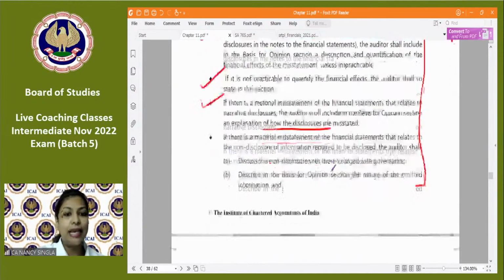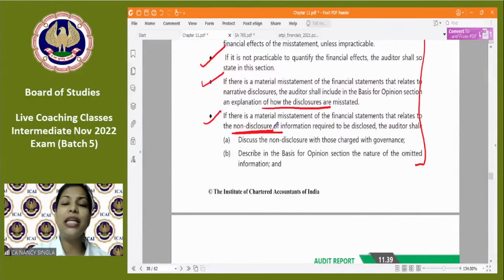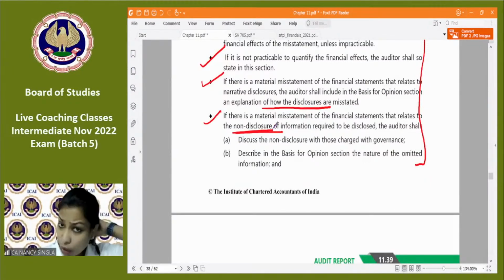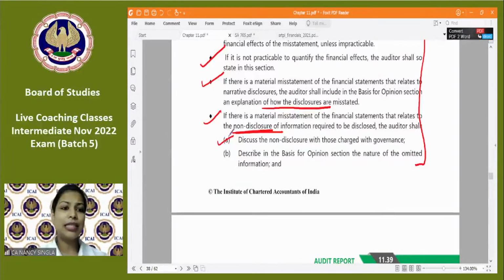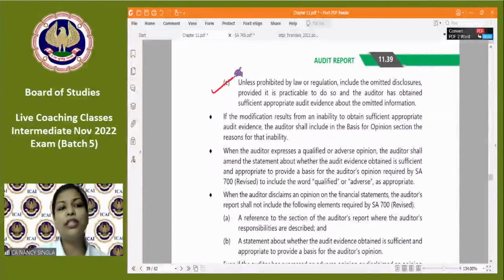Clear? Further it says that if there is non-disclosure, company ने कुछ disclose किया ही नहीं है, and according to the auditor the same needs to be disclosed, and because of that the auditor is giving a modified opinion. Non-disclosure है, तो basis for opinion section में it says that the auditor should first of all discuss that non-disclosure with those charged with governance, that listen, this is the disclosure which was required, which has not been given in the financial statement. Then describe in the basis of opinion section the nature of omitted information. And third point, it says if the law permits, mention such kind of disclosure in your basis of opinion section जो omit कर दिया है, which the company has not shown.